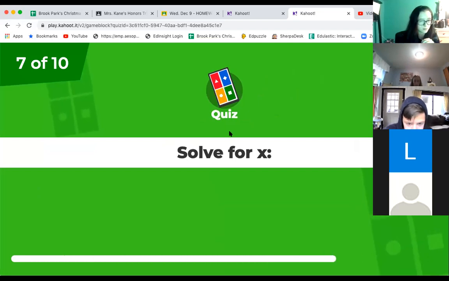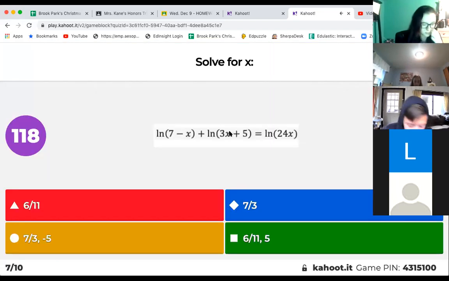All right, this is an equation here. We're solving for x. So natural log the quantity 7 minus x plus the natural log of 3x plus 5 equals the natural log of 24x. Think about when you have a natural log function, what has to happen with that answer.